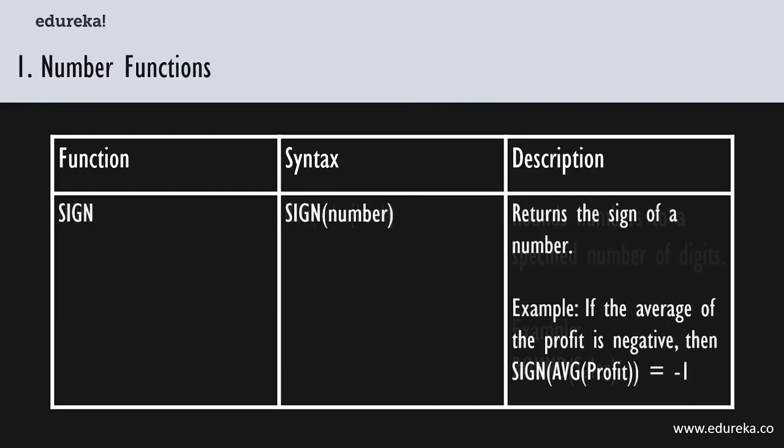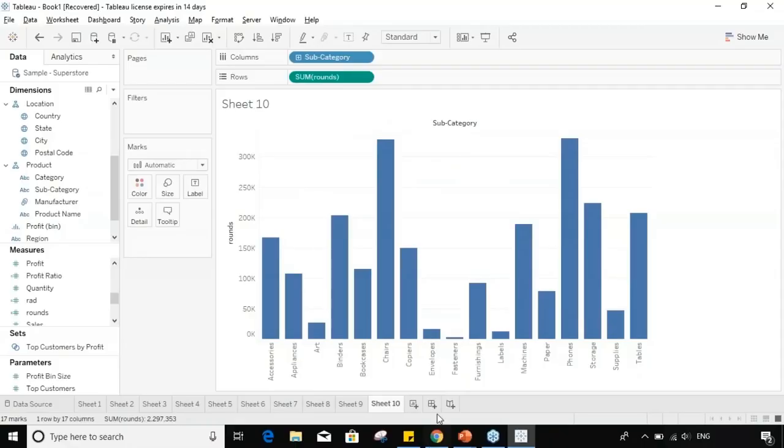Next, we have sign, which returns the sign of a number. Now, the possible return values are -1 if the number is negative, 0 if the number is 0, and 1 if the number is positive. So I'm going to run this particular example, which I have given here. I'm going to run that itself on my Tableau desktop.